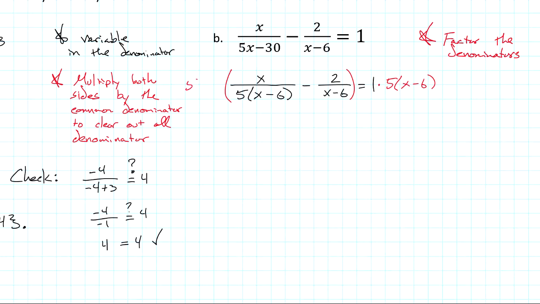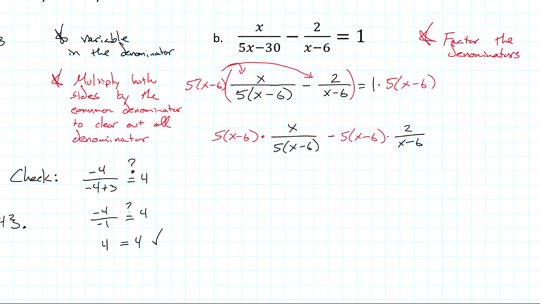If I just do a single x minus 6, when I distribute the 5 times x minus 6 to both fractions, it will cancel in both of them, so we will remove that denominator there. All right, so let's do this in a couple of steps. 5 times x minus 6 times the first fraction, x over 5 times x minus 6, minus, and then that 5 times x minus 6 distributes to the second fraction, 2 over x minus 6, and then equals, bringing down that equal sign there.